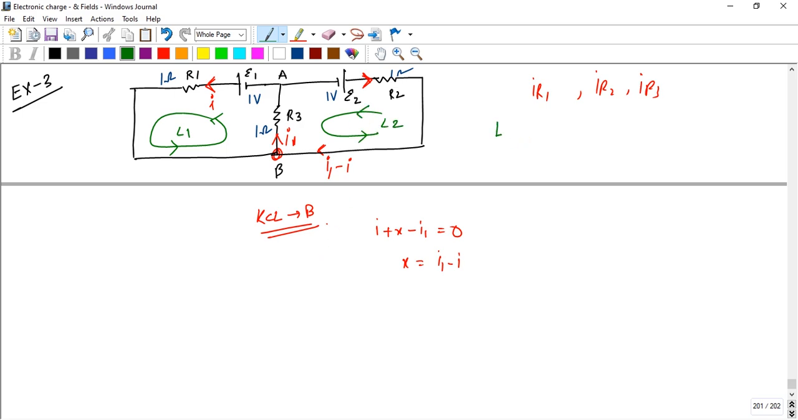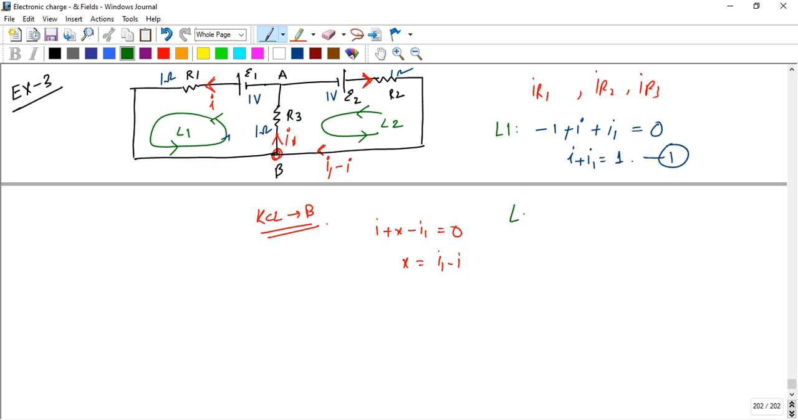So KVL on loop 1, starting from point A, that is 1 volt in that direction, minus to plus, so that's minus 1. That is IR1. Suppose there is a 1 ohm resistance, so plus I. There is another resistance R3 here in the same direction, so plus I1, with R3 also being 1, equal to 0. So I plus I1 equals 1. That's equation number 1.